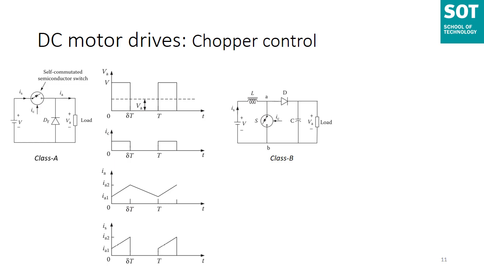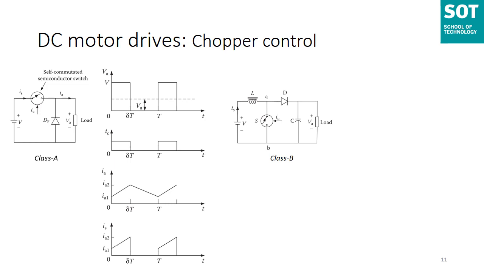With these waveforms, you can calculate the direct component or the average value of the load voltage, which will come as del times capital V. And by controlling del between 0 and 1, the load voltage is varied between 0 to capital V. This chopper, which is called a class A chopper, allows a variable DC voltage to be obtained from a fixed DC source.